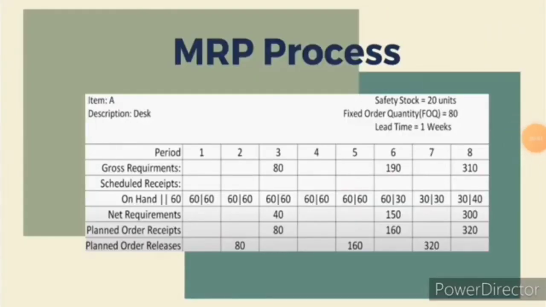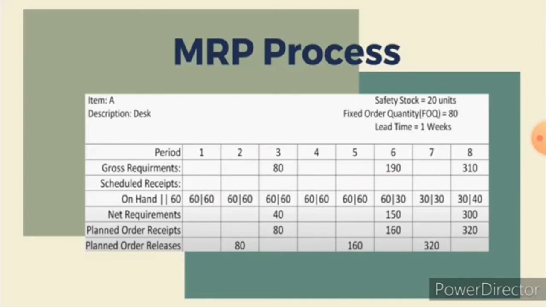And now we are in the MRP process. So let's assume that our company is a manufacturing company where we make desk. So we have here our safety stock of 20 units, our fixed order quantity, which is by 80 units. So let's put this into batches.